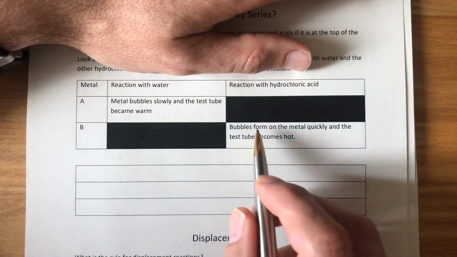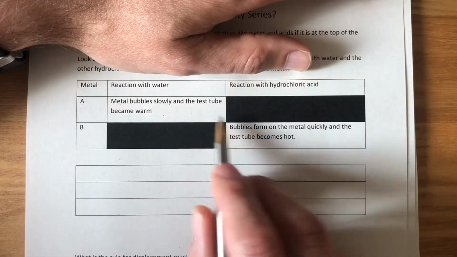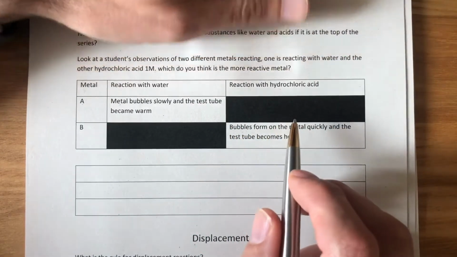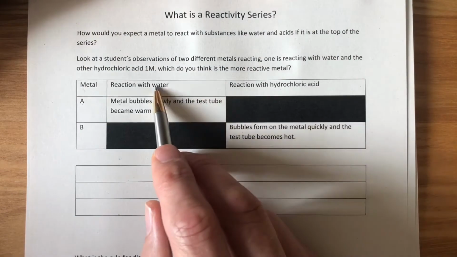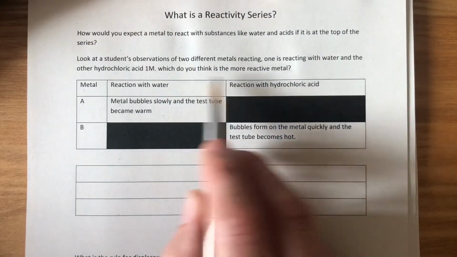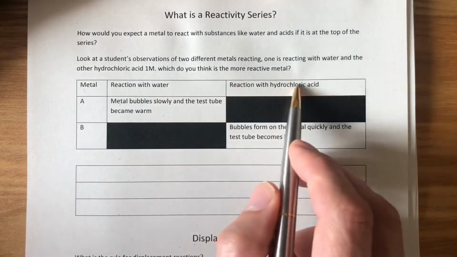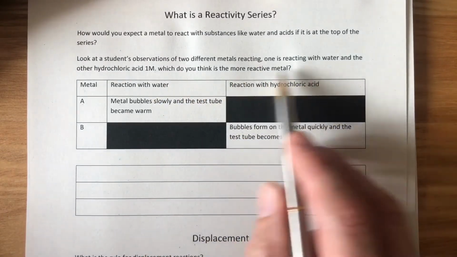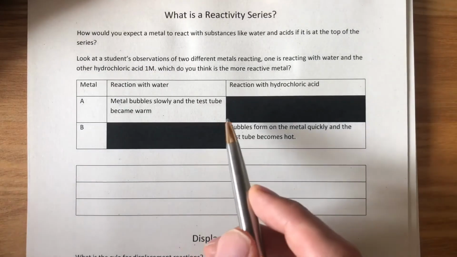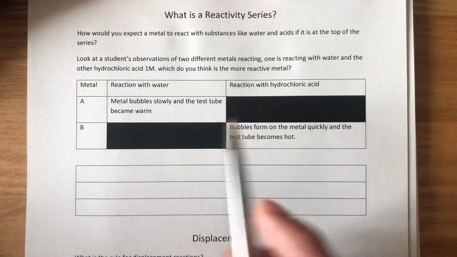And if they were both reacting with the same substance, I would agree with you. This sounds like it's more reactive. But what we have to do is make a judgment about what they're reacting with. Which of these is the more reactive substance, water or hydrochloric acid? Well, hydrochloric acid is more reactive. So we're not then convinced that this is the most reactive.